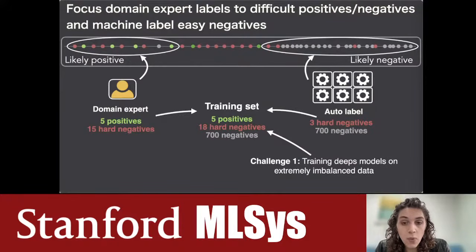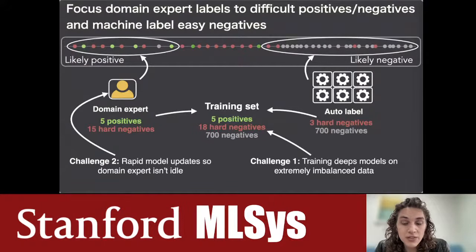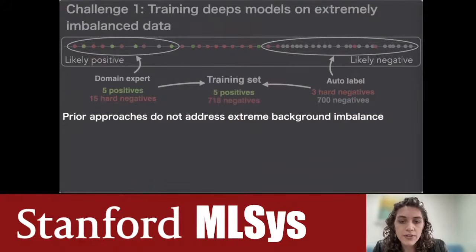So second, if we don't want the expert waiting around for hours, which kind of defeats the point of saving their time, we actually need to make updates to the model fast enough that the domain expert isn't waiting around twiddling their thumbs. So what we found, going back to challenge 1, with training deep models on extremely imbalanced data, is that standard deep learning methods, and even methods actually tailored for imbalanced learning, don't work particularly well for this kind of extreme negative or background imbalance.